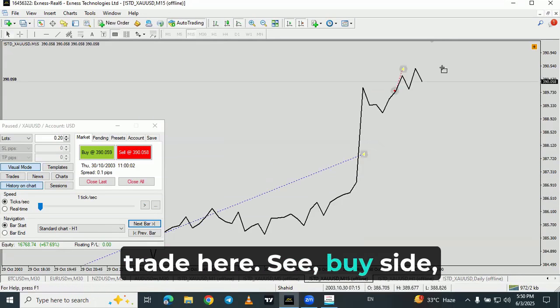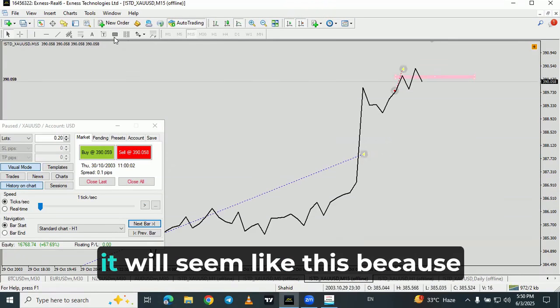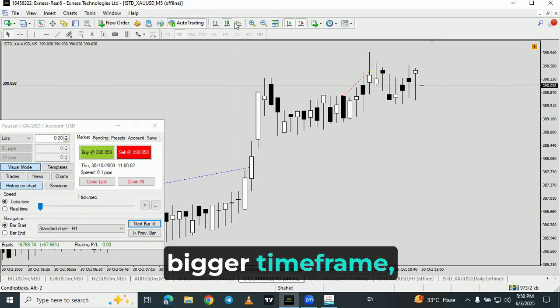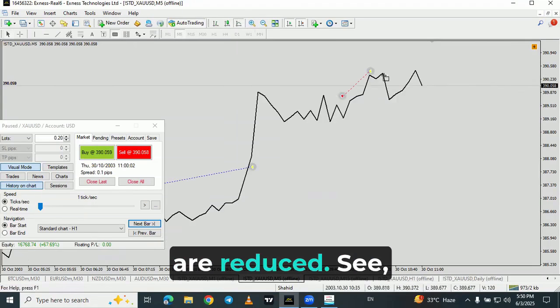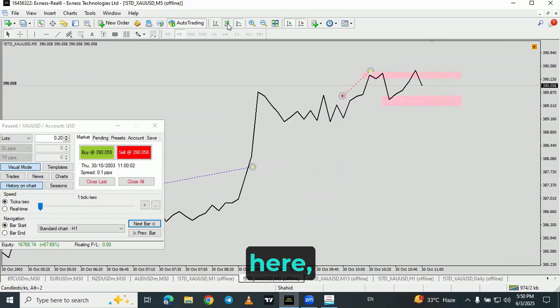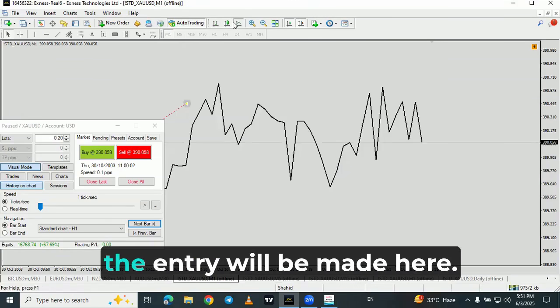See buy side, and if you go to the 1-minute, it will seem like this because the stop loss will be small. If you stay on the bigger time frame, it will seem like our risks are reduced. See the buy side has also happened, and we wait here. And if you go to the 1-minute, the entry will be made here.